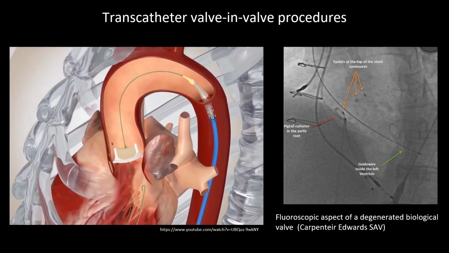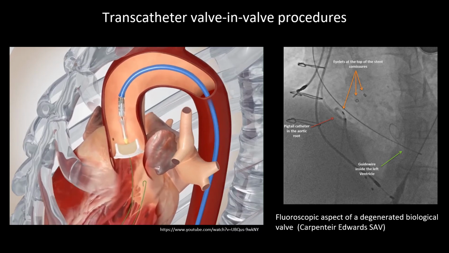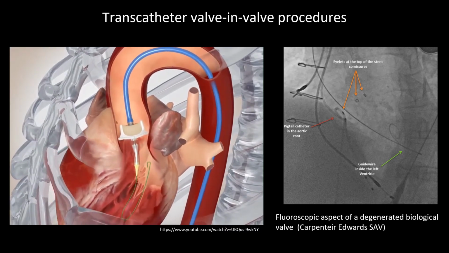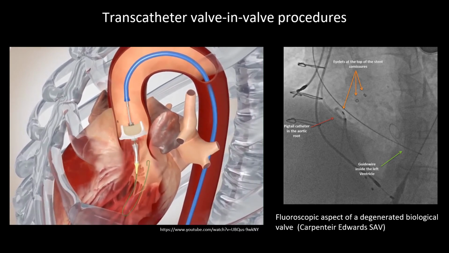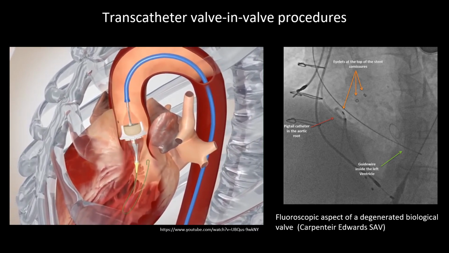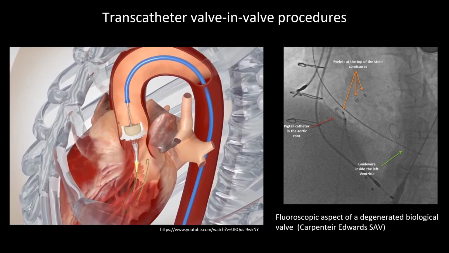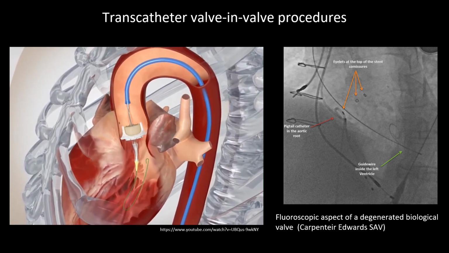SVD may be treated with transcatheter valve-in-valve implantation. The procedure is carried out under fluoroscopy and relies on the precise implantation of a transcatheter heart valve inside the degenerated biological valve based on its radio-opaque landmarks.